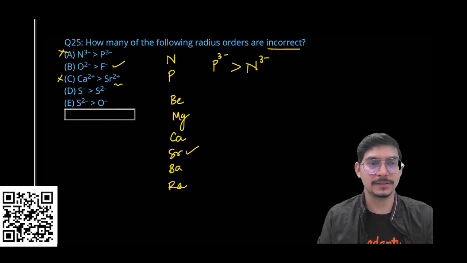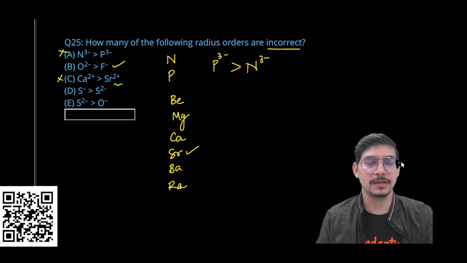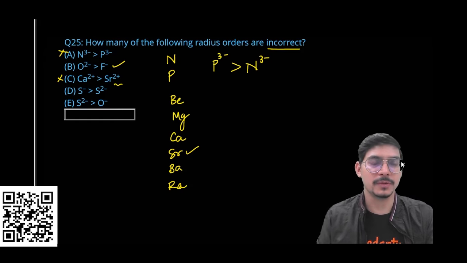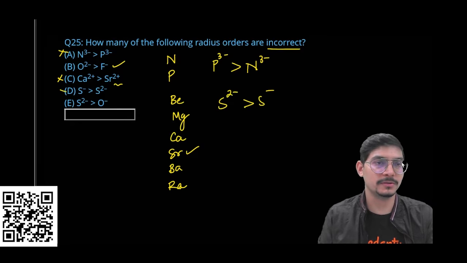S minus is bigger than S2 minus? No. Both are sulfur, right? As the charge on an anion increases, the size also increases because of electron-electron repulsions. So S2 minus is actually bigger than S minus. So this order is also incorrect.